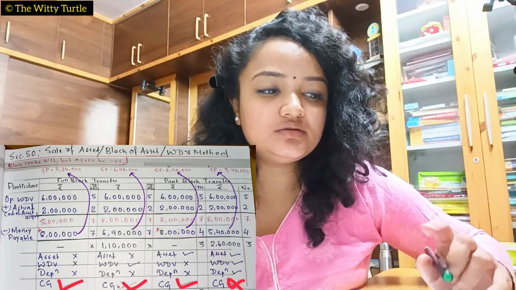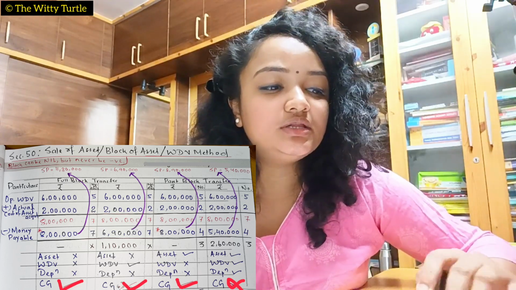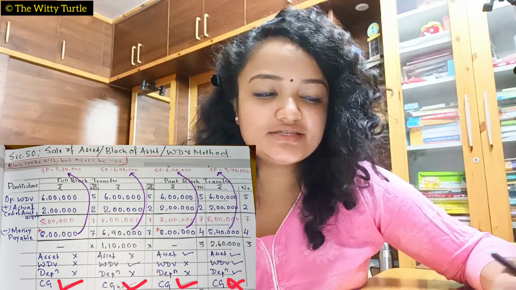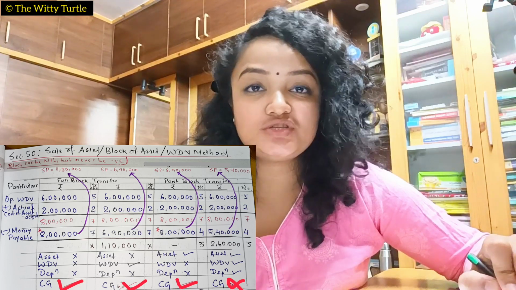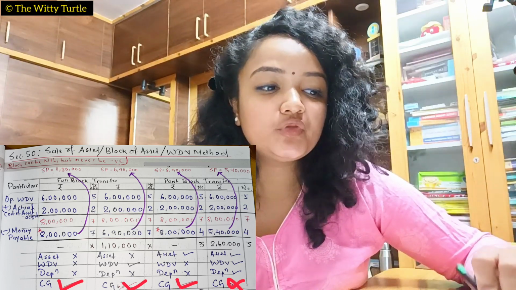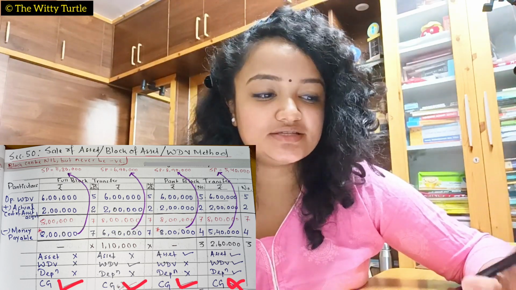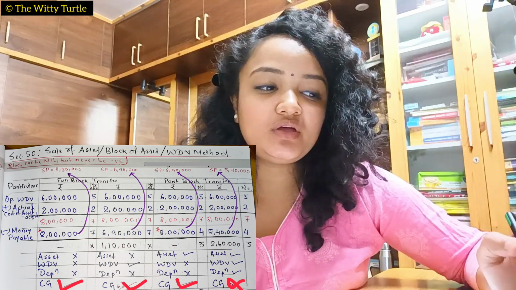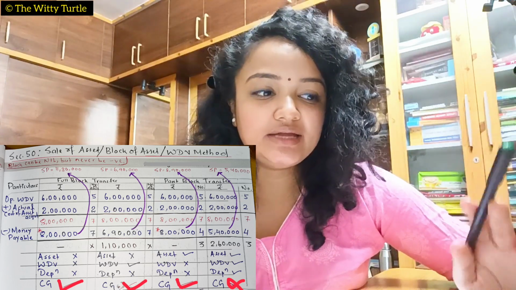Now let's see the second case. In the second case of full block transfer, what happens here? The opening WDV is 6 lakhs, and you have 5 assets, and your actual cost of asset acquired is again 2 lakhs, and you're purchasing 2 more assets, right? So what is the value of the block? Value of the block is 8 lakhs, and it has 7 assets, right? Now imagine that all the assets were sold for 6 lakhs and 90,000 rupees.